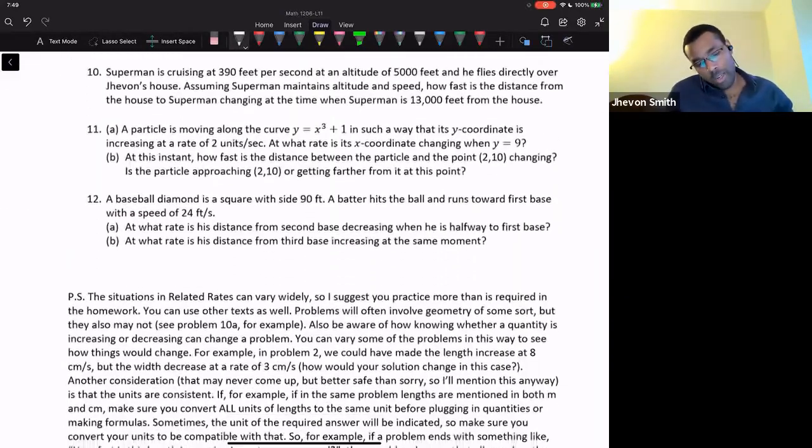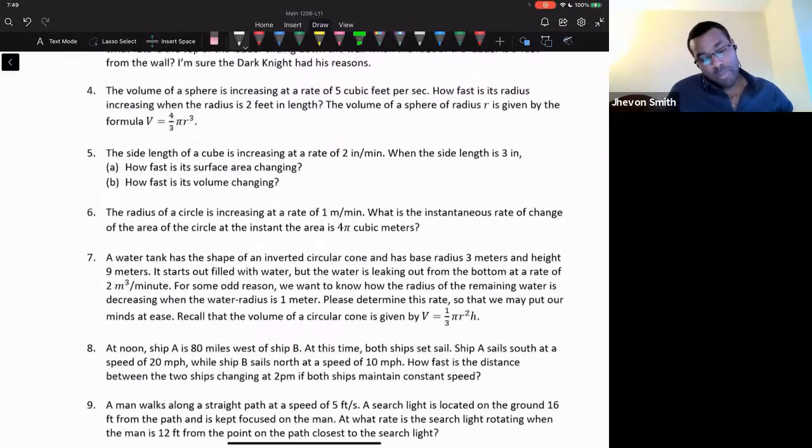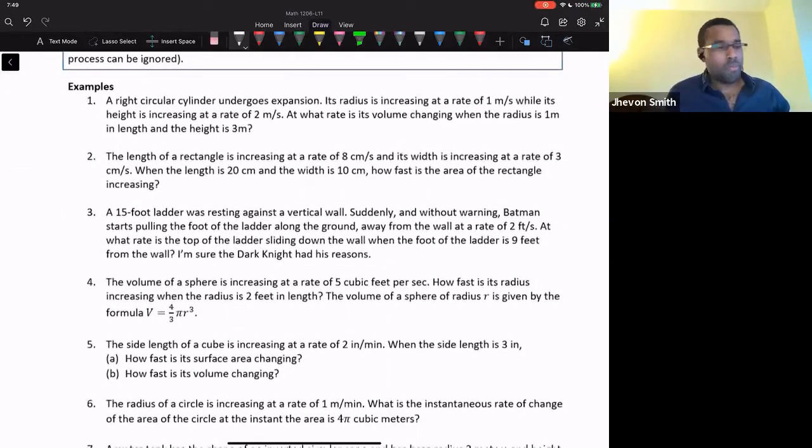So there are some problems here. There are 12 of them. I'm not going to do all of them. I'm going to do a few of them, and you can do the others for practice if you'd like, which you kind of should.